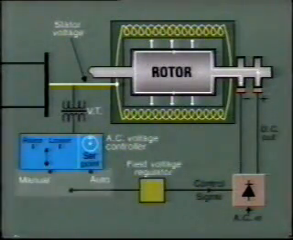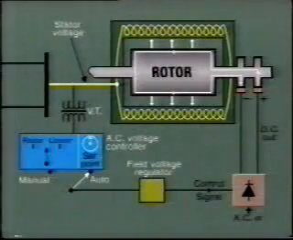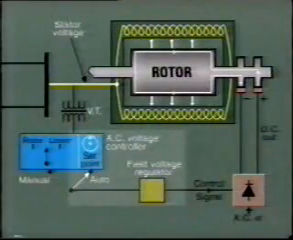This regulator has 2 inputs, manual and auto. The manual control disconnects the automatic function and allows the operator to directly control excitation. However, when the generator is in operation, the field voltage regulator is usually controlled from the auto position, that is, from the AC voltage controller.